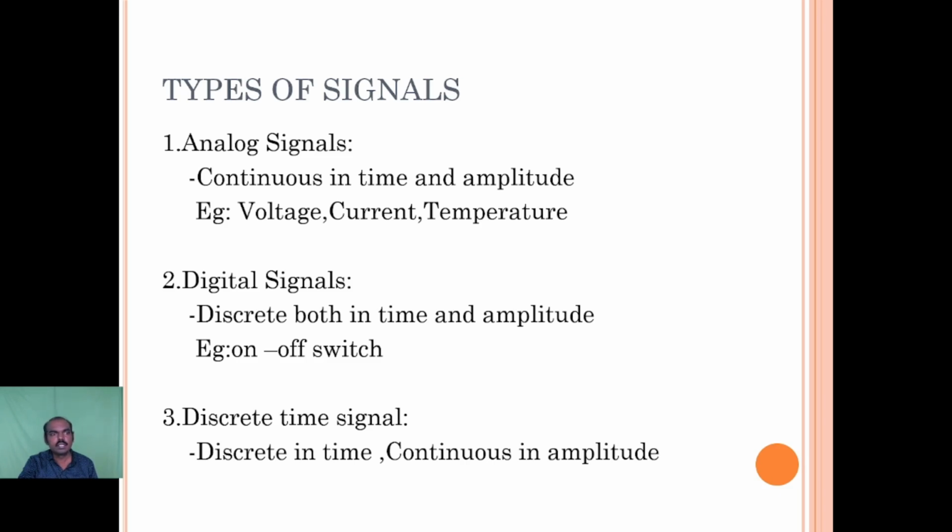Types of signals. First one, analog signals. Analog signals are continuous in time and amplitude. For example, voltage, current, temperature, these are analog signal examples. Next one, digital signal. Digital signal is discrete both in time and amplitude. Example, pulse waveform, on-off switching. These are the examples of digital signals. Next one, discrete time signals. Discrete time signals are discrete in time and continuous in amplitude.